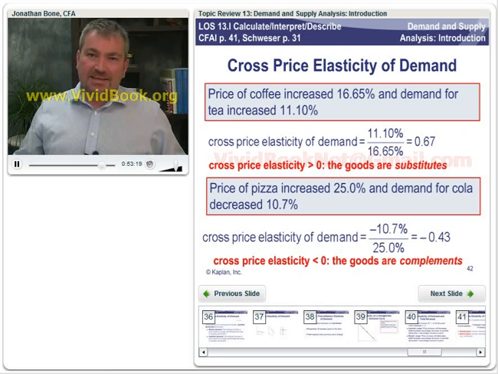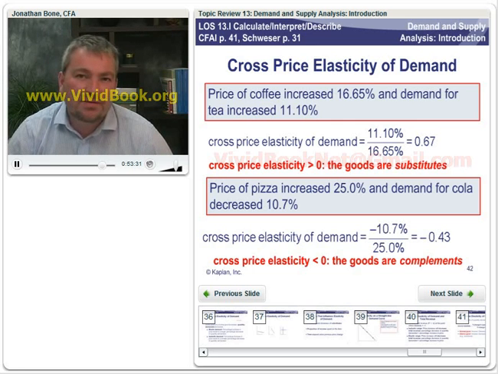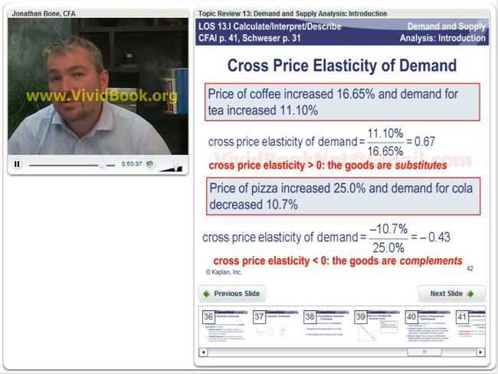Cross-price elasticity of demand looks at the elasticity of demand of maybe substitute products or complementary products. Now let's start off with substitute products. We've got price of coffee and price of tea. Now you would expect if the price of coffee increases, the demand for tea will increase as people switch out of coffee into tea. So let's have a little look at this.